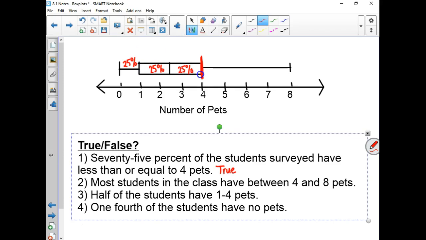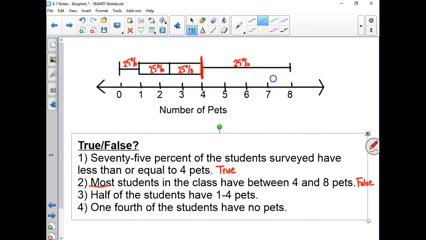Okay. Number 2 says most students in the class have between 4 and 8 pets. Now it is true that 4 to 8, this is the longest section of the box plot here, the longest single section, but it still only contains 25% of the data. So only 25% of the students have between 4 and 8 pets. We would not use the word most, implying a majority, there for 25%. So this would be false.